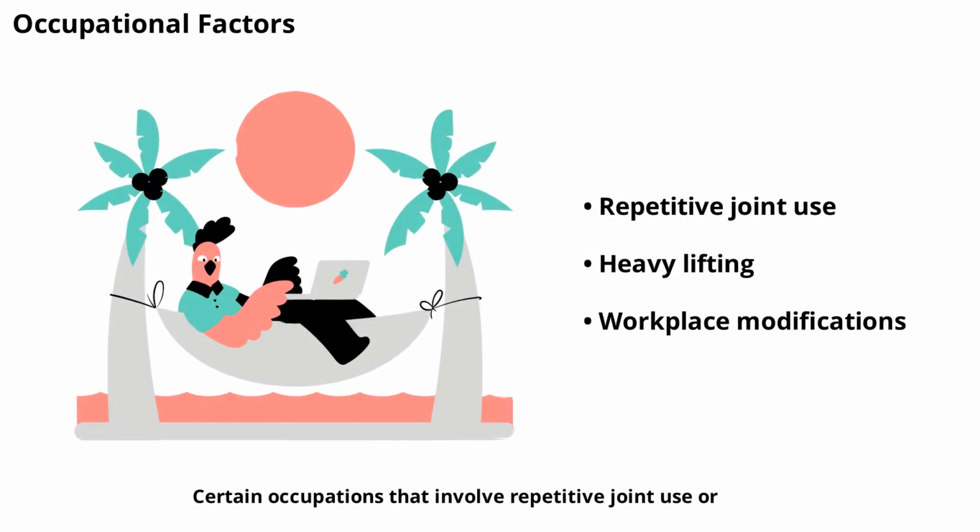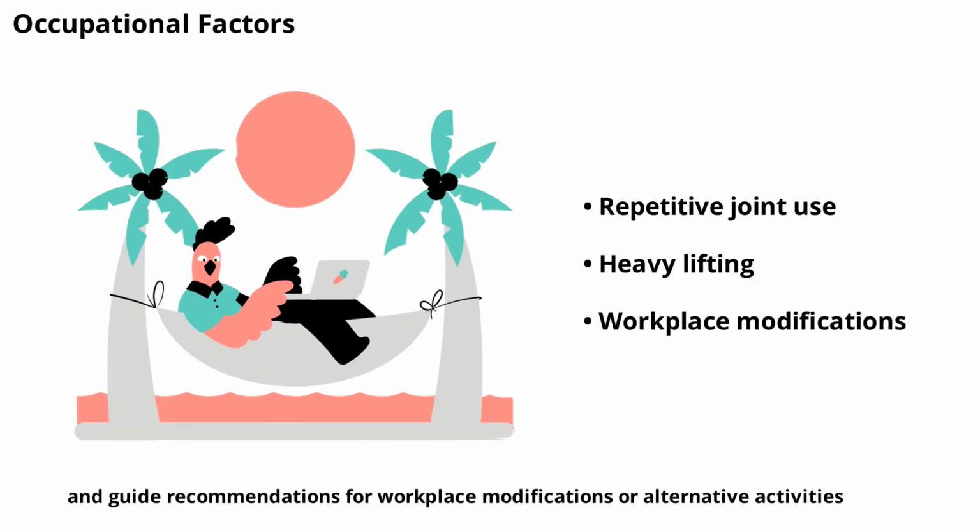Certain occupations that involve repetitive joint use or heavy lifting can increase the risk of osteoarthritis. Doctors inquire about the patient's work history and daily activities to identify occupational risk factors. Addressing these factors can help prevent further joint damage and guide recommendations for workplace modifications or alternative activities.